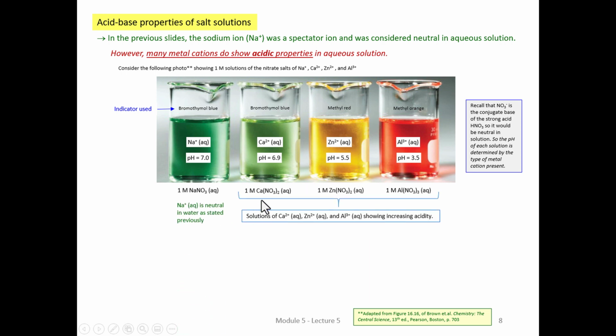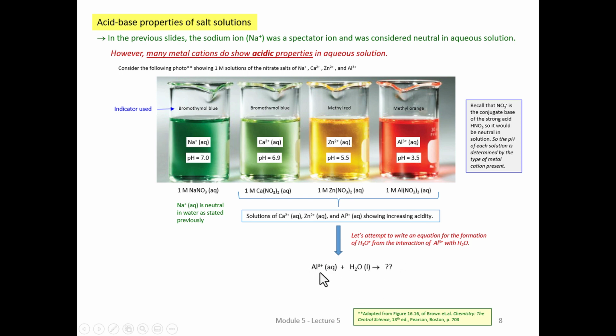Well, what's going on with these 3 solutions that do show metal ions that produce acidic solutions and actually increasing acidities? So let's attempt to write an equation for the formation of hydronium ion from the interaction of aluminum 3+ with water. Well, why are we doing this? Aluminum 3+ in water seems to produce an acidic solution, so it must be producing hydronium ions. So let's just try to write an equation.